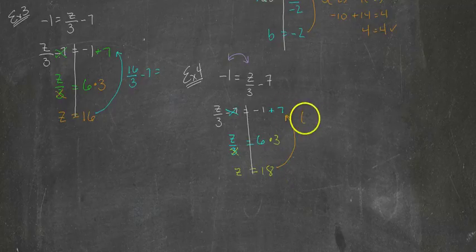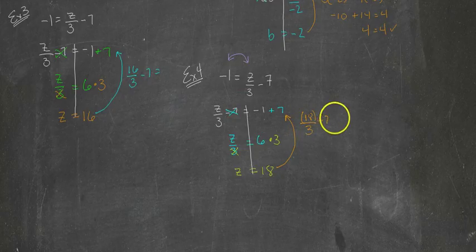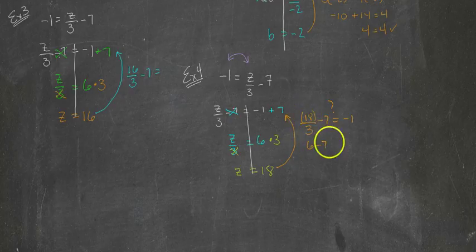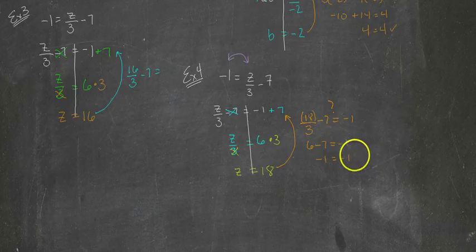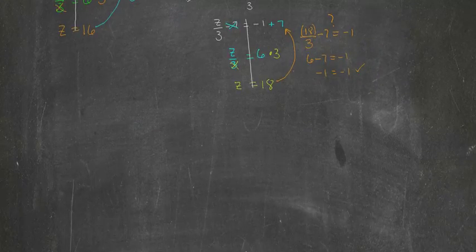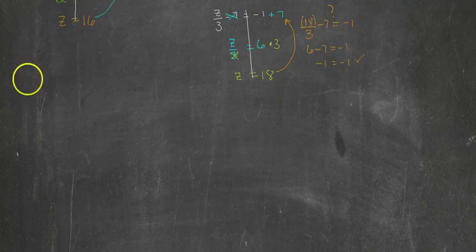So 18, trading 18 for z, over 3 minus 7 equals negative 1. I'm not sure if that's true, I'm checking. 18 divided by 3 is 6, minus 7 equals negative 1. Negative 1 equals negative 1. Done. All right, so let's do one last example before we move on to inequalities, and it'll be a problem with words.